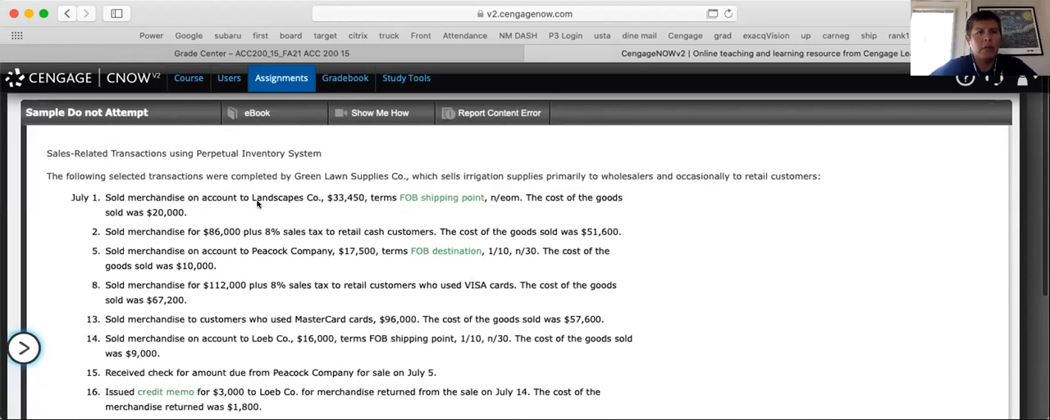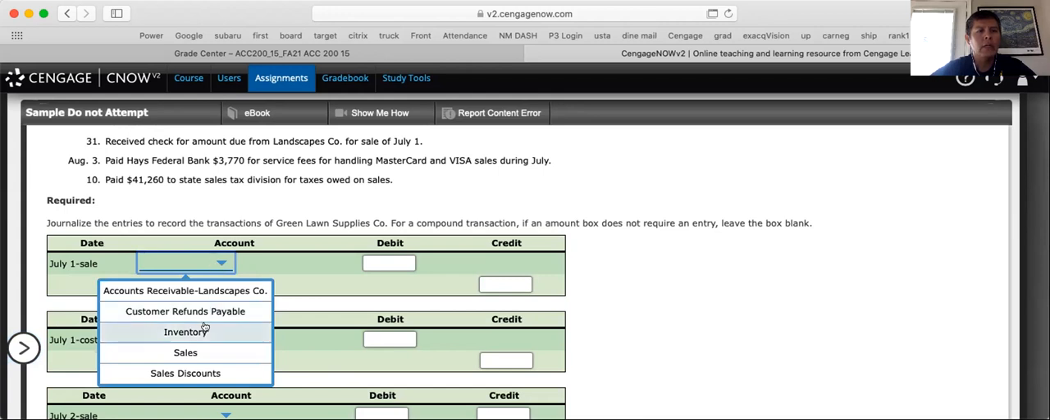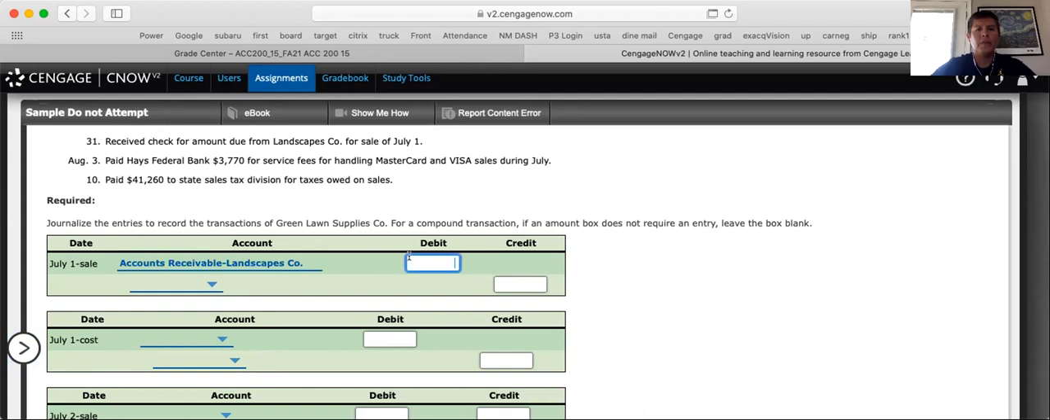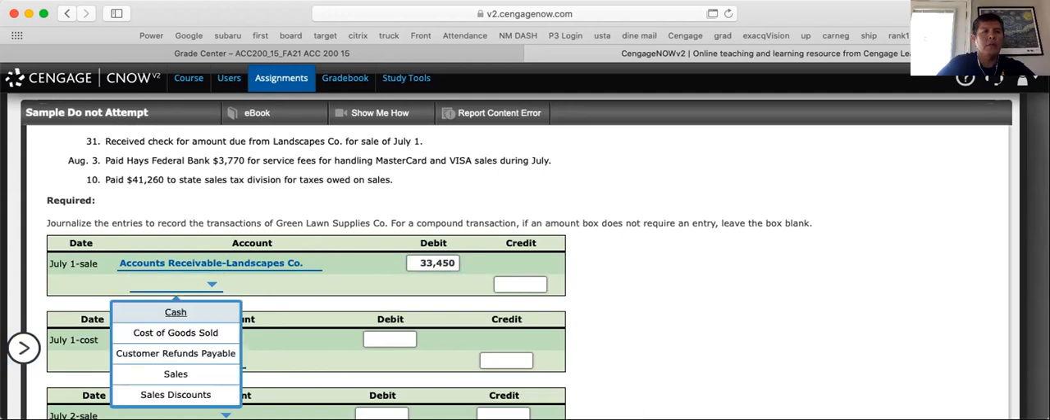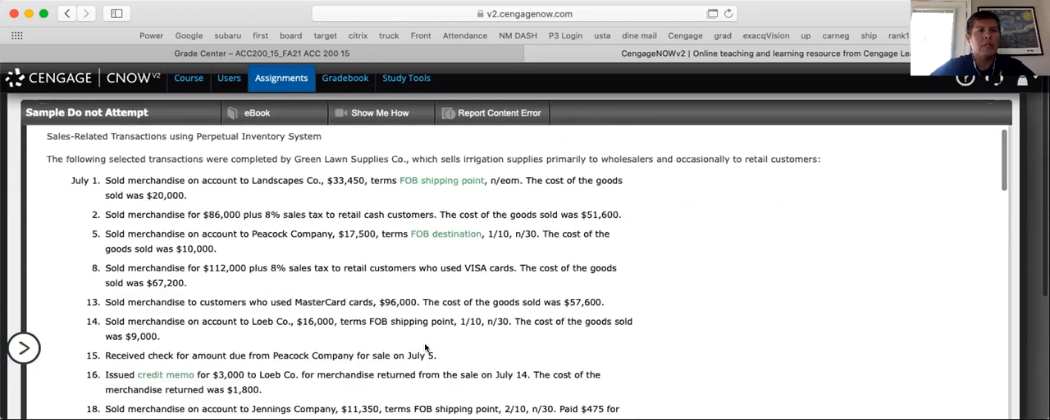Sold merchandise on account to Landscape Company, $33,450, terms FOB shipping point. End of month, the cost of goods sold was $20,000. Okay, so let's go through and take a look at these transactions to see how we'll do this. We're going to do accounts receivable, Landscape Company, for 33,450. And then this is going to be sales, 33,450.